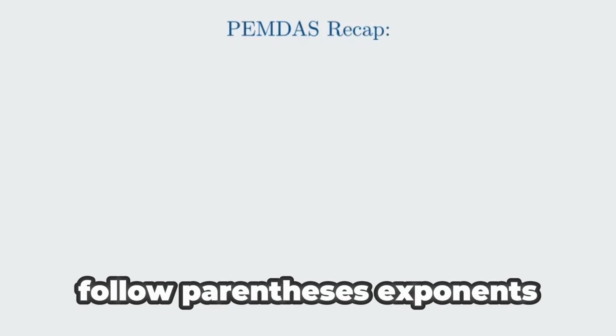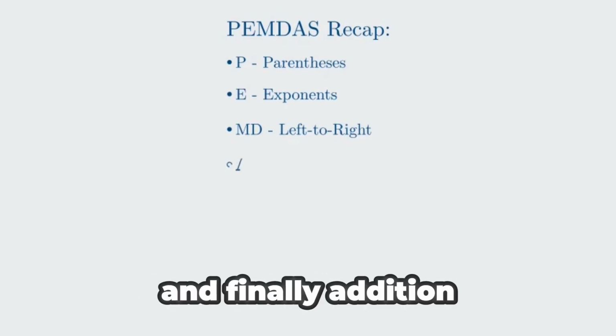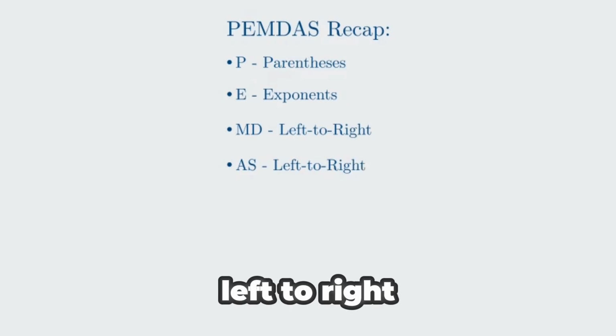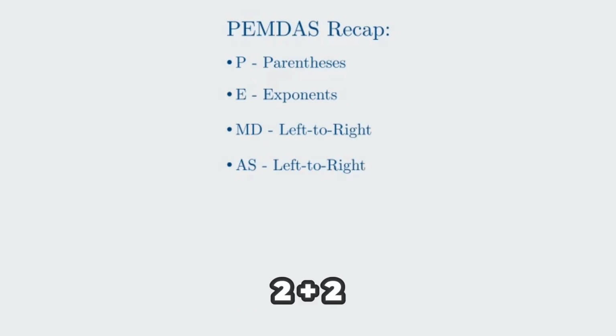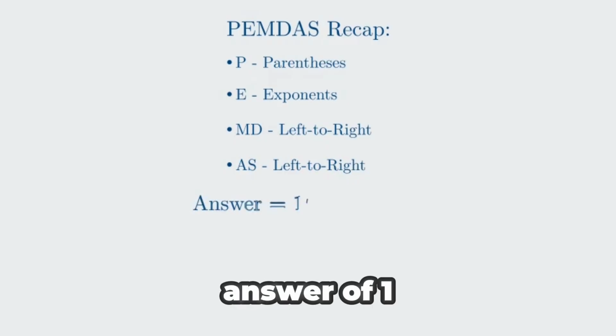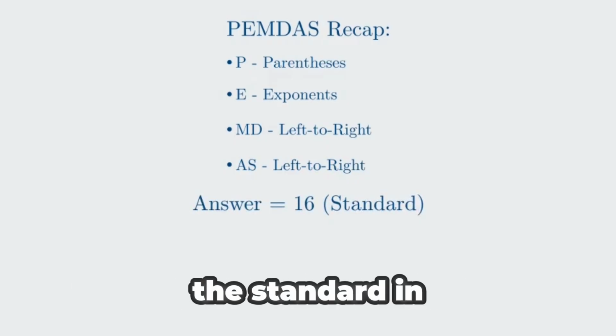So we've seen how the rules of PEMDAS, specifically the left-to-right rule for multiplication and division, help us find a single consistent answer. To recap, we follow parentheses, exponents, then multiplication or division from left to right, and finally, addition or subtraction from left to right. We learned that the standard correct answer to 8 ÷ 2(2 + 2) is 16. The answer of 1 arises from an alternative interpretation, which isn't the standard in mathematics.